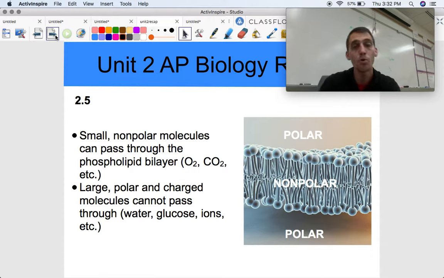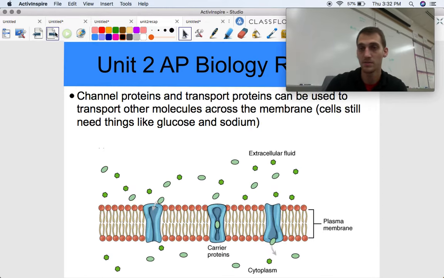But large polar and charged molecules cannot pass through, like water in small amounts, glucose, ions, and other charged particles like that. Okay? But there is still a way, because cells need glucose, they need ions, they need water. There's other ways for it to pass through the membrane, and that's where those proteins come in. Channel proteins and transport proteins can be used to transport other molecules across the membrane because, like I said, cells still need things like glucose and sodium.